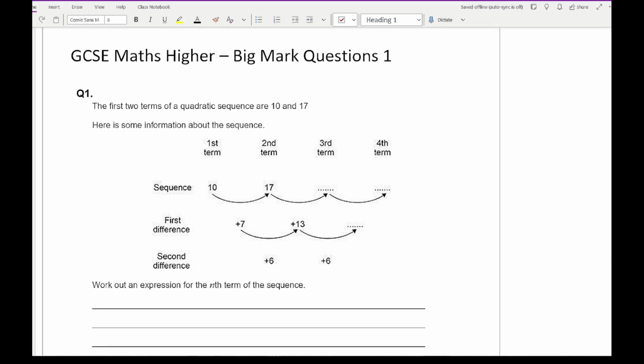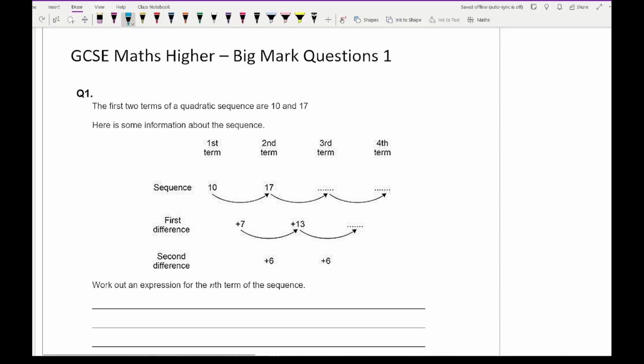So looking at question 1, this question clearly represents a quadratic sequences question. The reason for that is because it says it in the question. So looking at the question, it says that the first 2 terms of a quadratic sequence are 10 and 17. Here is some information about the sequence, and it's already given an indication about the first difference and the second difference, for which we then need to work out the nth term.